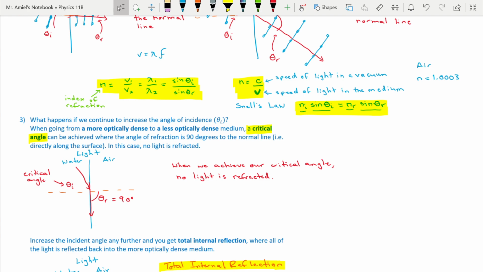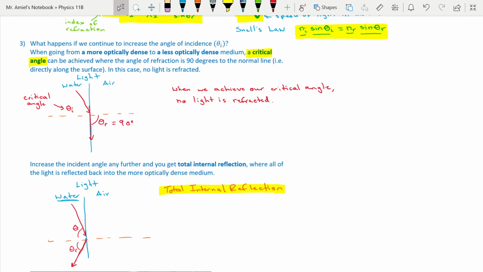We also said that we can use Snell's law, and again, we'll see this below in more general cases where we can have the index of refraction in one medium and the sine of the angle of incidence, and that's going to be equal to the index of refraction in the second medium times the sine of the angle of refraction.